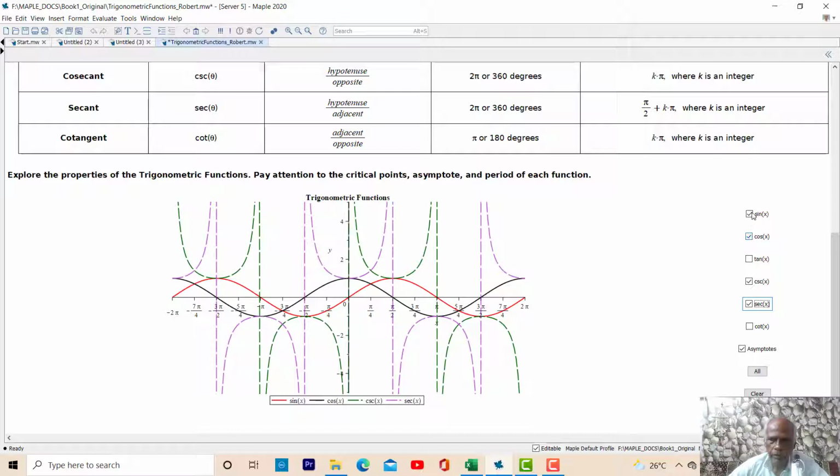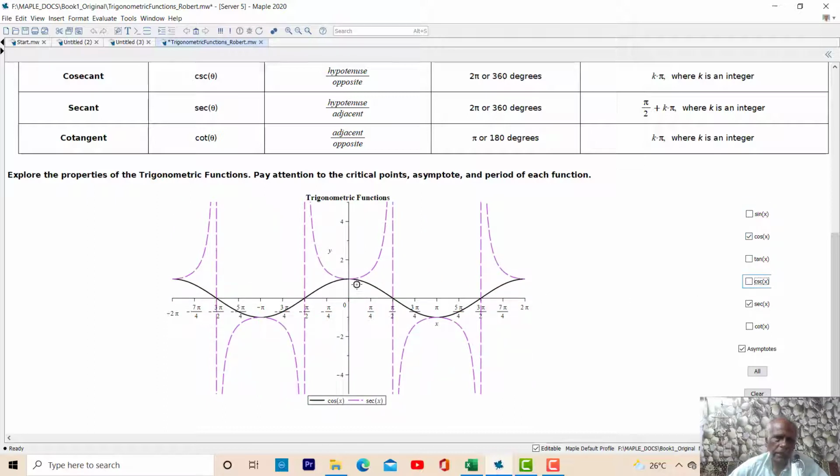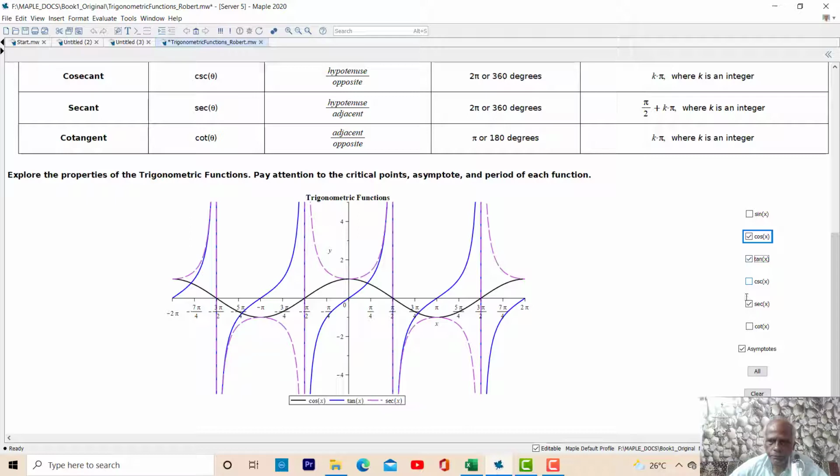I will remove the sine function and cosecant function. You can see here, it is just above the peak points. Right? When it is minus 1 and plus 1, you will have the cup. And the period is pi, minus pi by 2 to pi by 2. And for the tan function, you can see here, the tan function goes from minus pi by 2 to plus pi by 2.